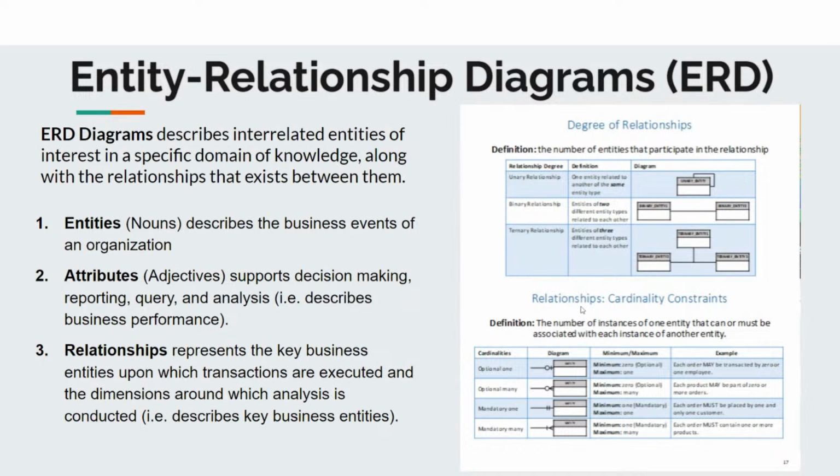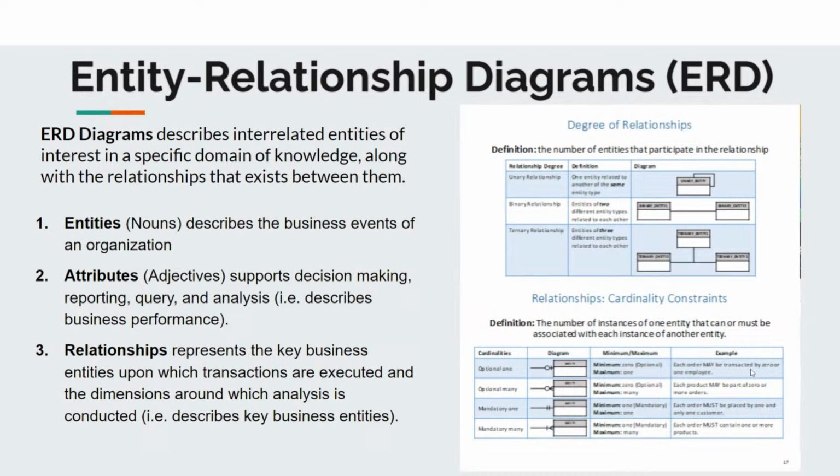Right. So also important to understand are the cardinality constraints. So the number of instances of one entity that can or must be associated with the instance of another entity. So you can think of this as both optional and mandatory one-to-one relationships or optional many-to-many relationships.